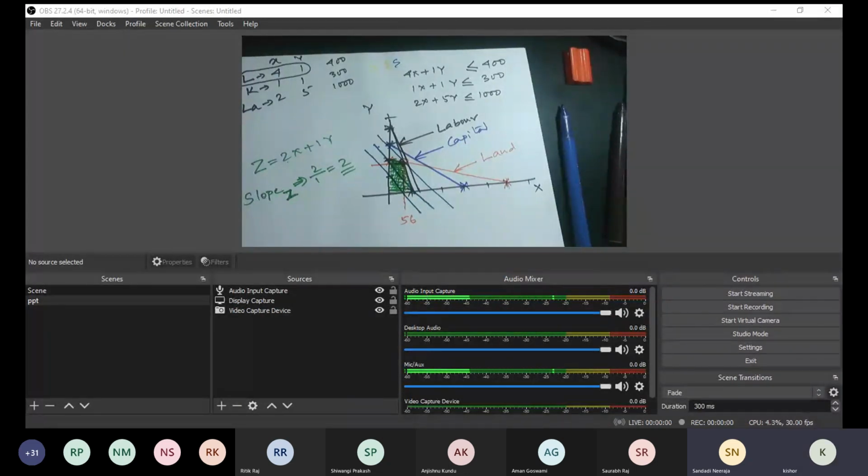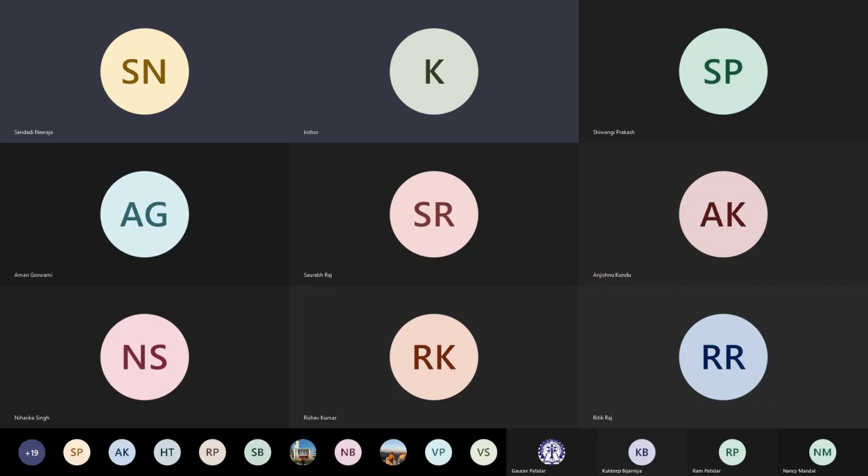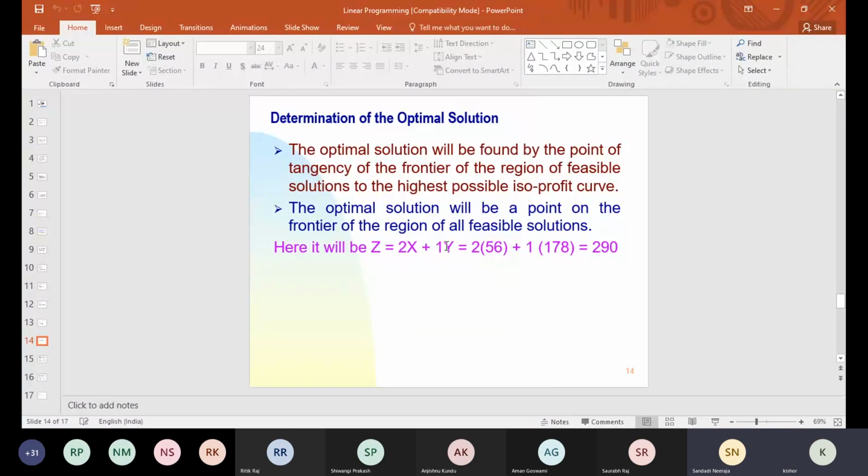But what is happening? We are identifying only that particular line. Maintaining a slope of 2, you can draw maybe many other lines parallel to each other. But we are identifying only this particular line, which is tangent to this shaded area. Only that particular point we are identifying. And accordingly, that corresponding value will give you the solution. So the optimal solution will be a point on the frontier of the region of all feasible solutions.